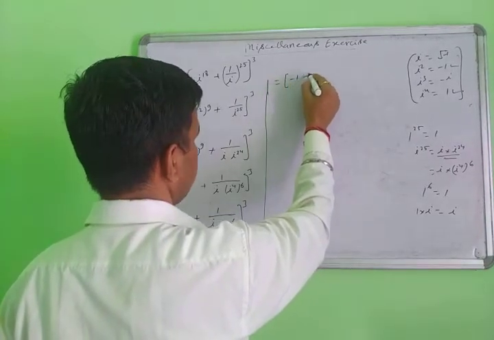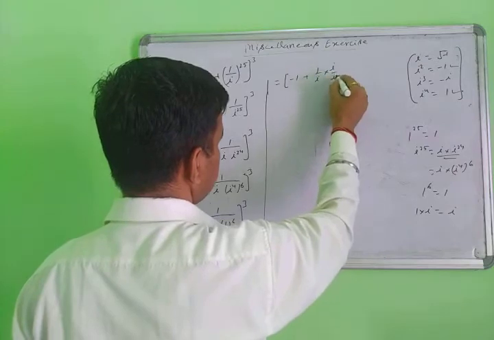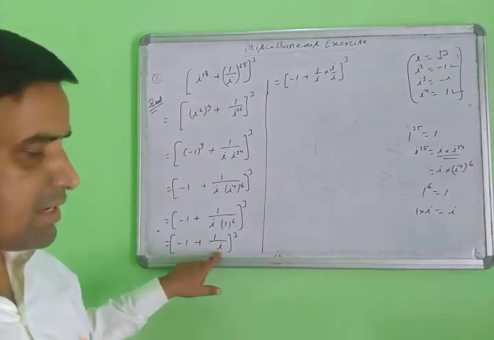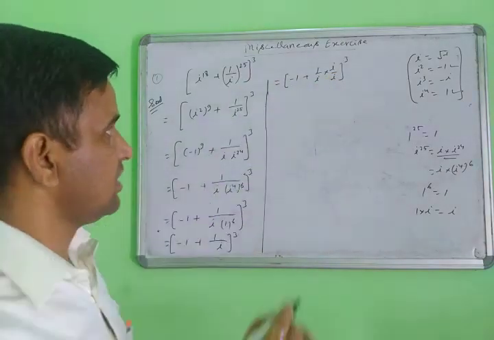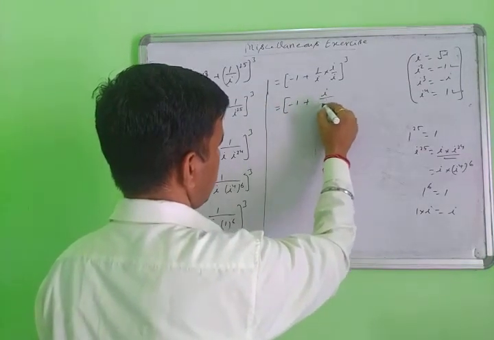Minus 1 plus 1 upon iota. You will multiply and divide with the help of iota here. Iota came here in the denominator, so you multiply and divide both by iota. What result came here? Minus 1 plus iota upon iota square.